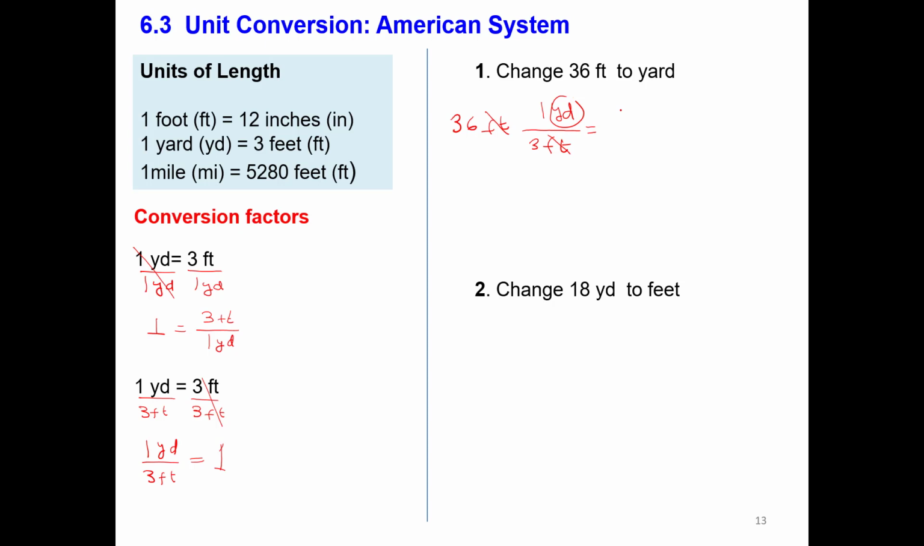Then we have 36 jar divided by 3. No units here, because they cancel out. And 36 divided by 3 is 12 jars. And we have 36 feet equal to 12 jars.